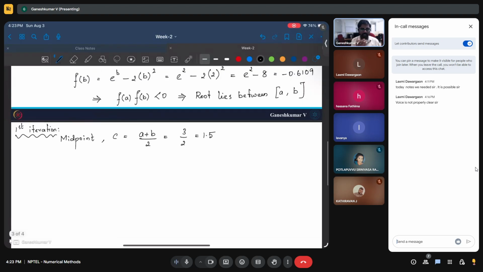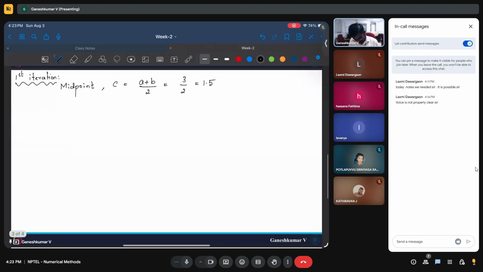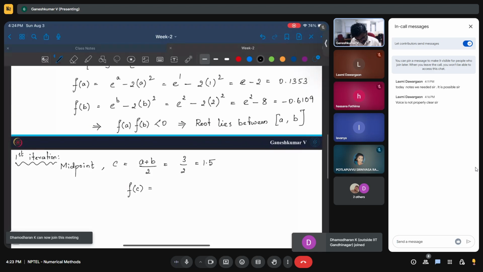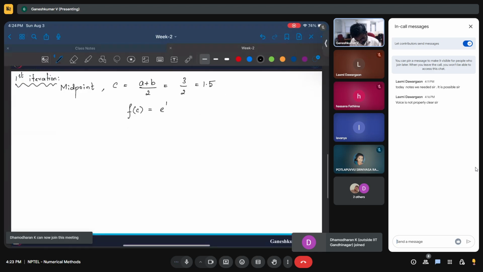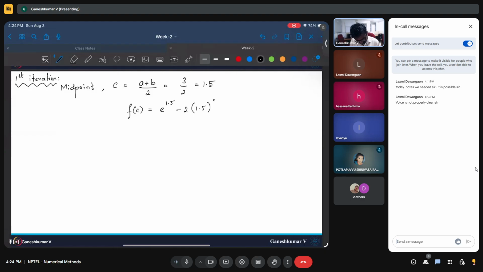So you can go forward with the first iteration only if f of a times f of b is less than 0. Now, once you find c, you will evaluate the function at c and see whether it becomes 0 or not. So f of c becomes e power 1.5 minus 2 into 1.5 square. How much would this come out to be?